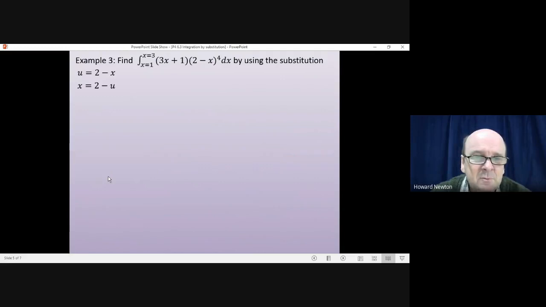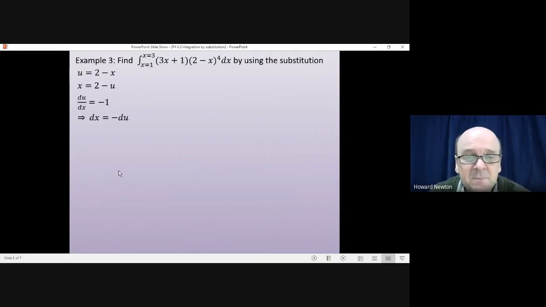Rearranging that gives me x equals 2 minus u, which is what I'll substitute in here for x. And differentiating the original substitution gives me du by dx is minus 1. Rearranging that gives me dx is equal to minus du.